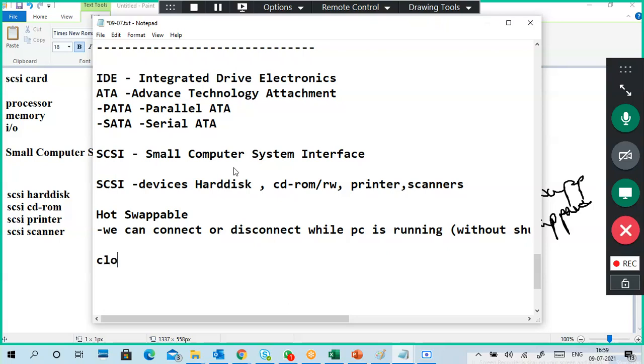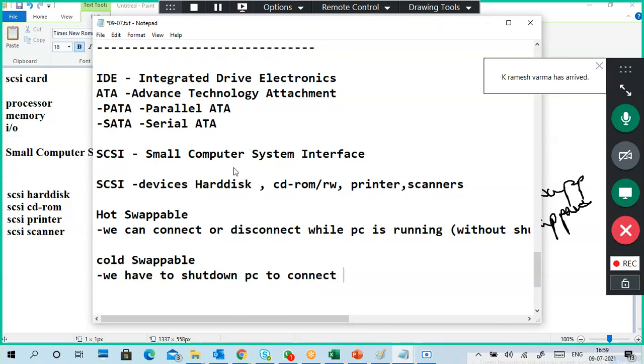So I think you understand cold swappable. We have to shut down the PC to change, connect or disconnect any device, depending upon the device, A device, B device, anything. SCSI is hot swappable.